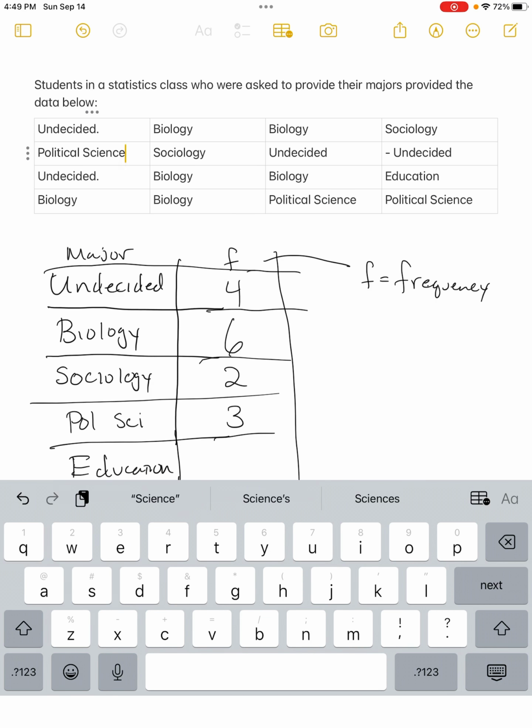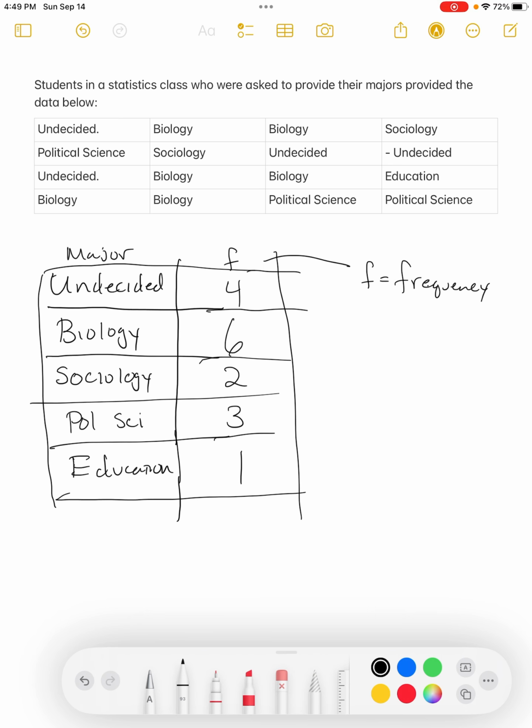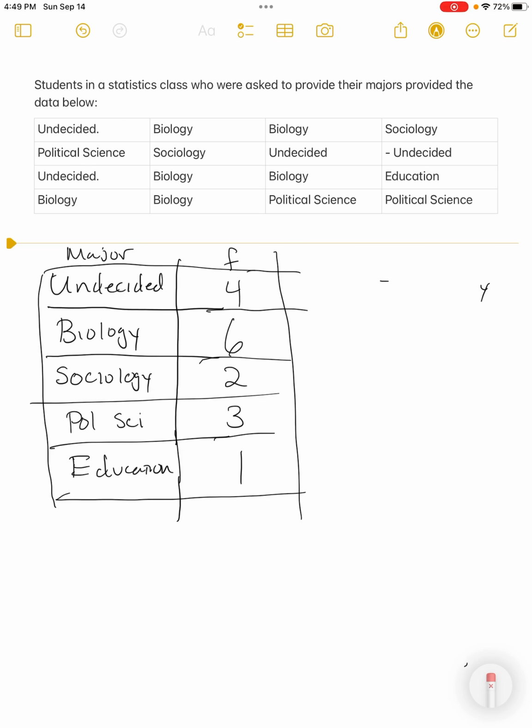So we have 1, 2, 3 political science majors. And then education, I believe there was only 1. So a good way, this is what you do. This is a categorical frequency distribution that lets you know the weight of each one. You can quickly look at this table and see that biology is the most popular major. Education is the least popular, right? Lots of students are undecided at this timing of their education. And so this is what a completed categorical frequency table looks like.